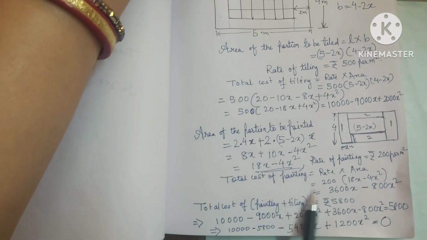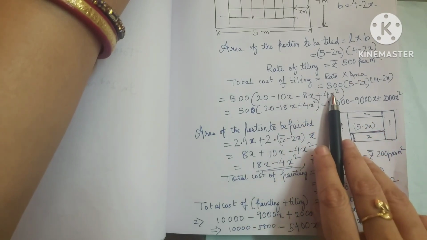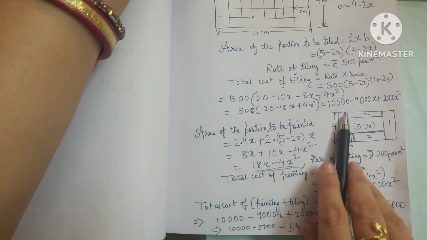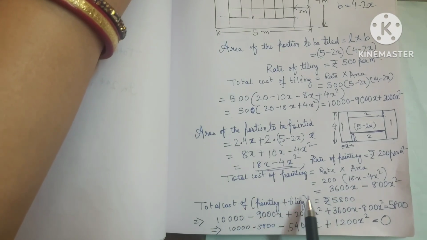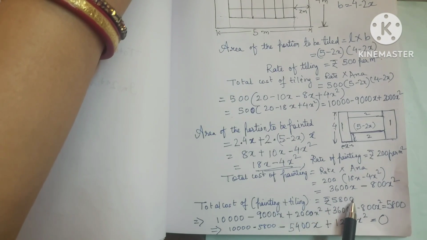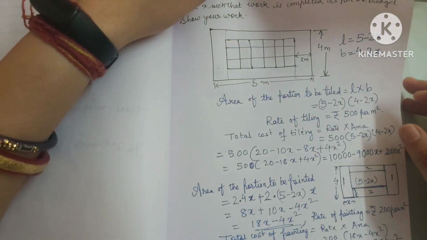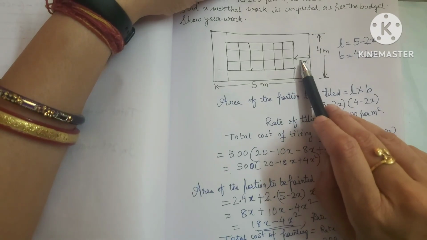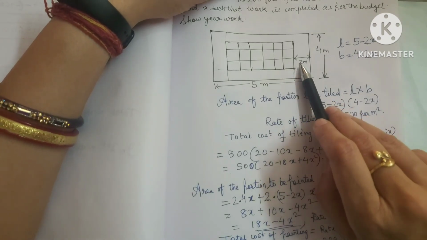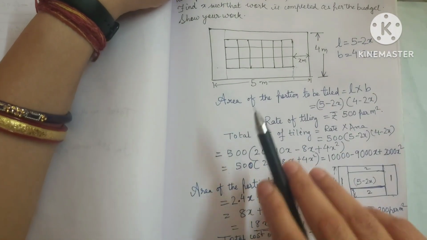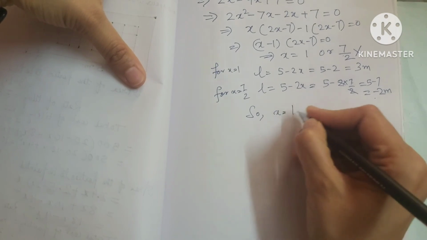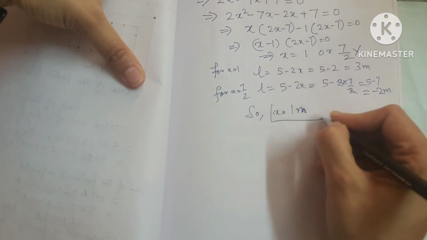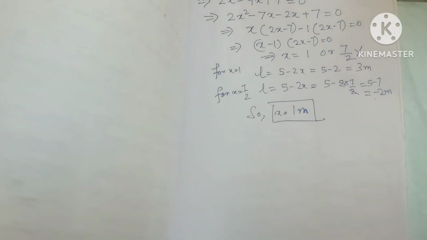We just saw all the steps here: how we calculated the area, multiplied it by the rate, and got the total cost of tiling, and the total cost of painting also. The total cost of painting plus the total cost of tiling we equated with 5,800, and now we get the value of x, that is the width of this wall to be painted, as 1 for the budget to be 5,800. So the final answer is x equal to 1 meter. Right? This will be the answer for question number 32.